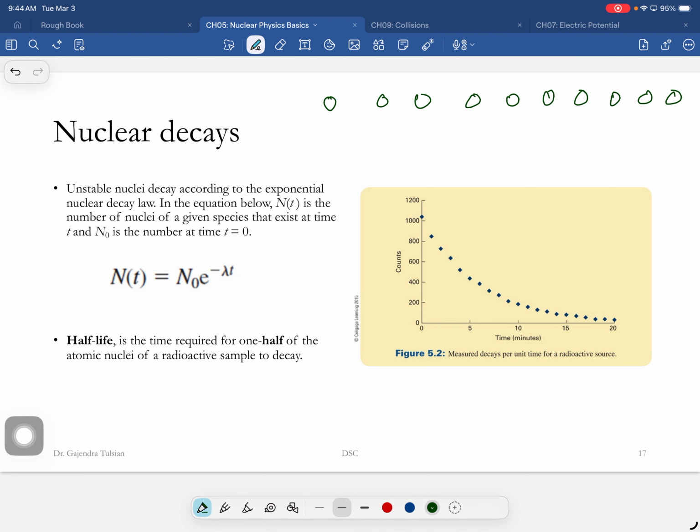Unstable nuclei decay according to the exponential decay law. So if you started with this many, as time proceeds, the number that remain decays exponentially. That's what the graph is telling you. Half-life is the time required for one half of the atomic nuclei of the radioactive sample to decay.